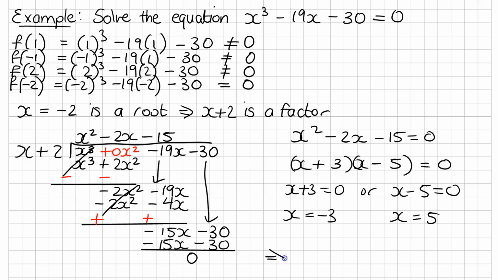So my three roots for this scenario are x equals minus 3, x equals minus 2, and x equals 5. Now the important thing in this example was that we put in this 0x squared because there was no x squared term in the cubic. If we go to divide in without inserting a 0x squared, it can cause problems when we go to subtract because the lineup is not correct.